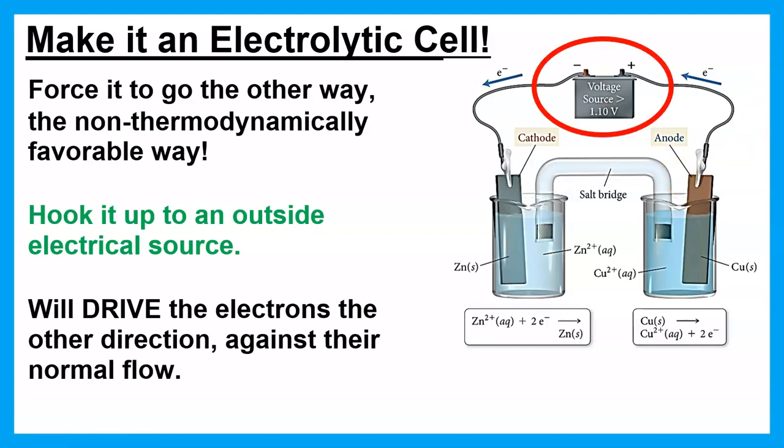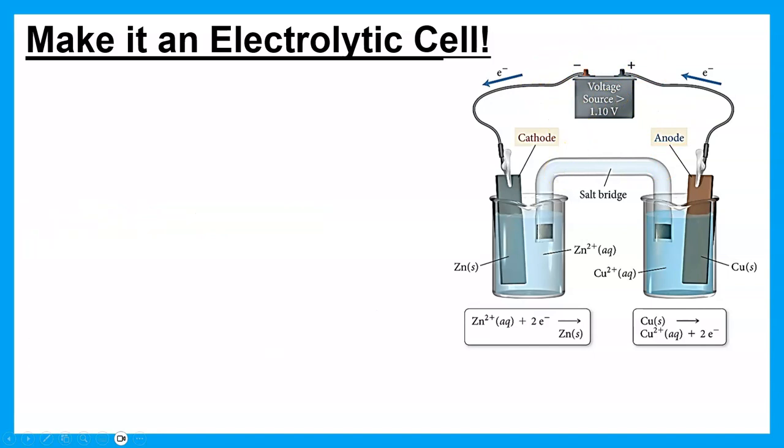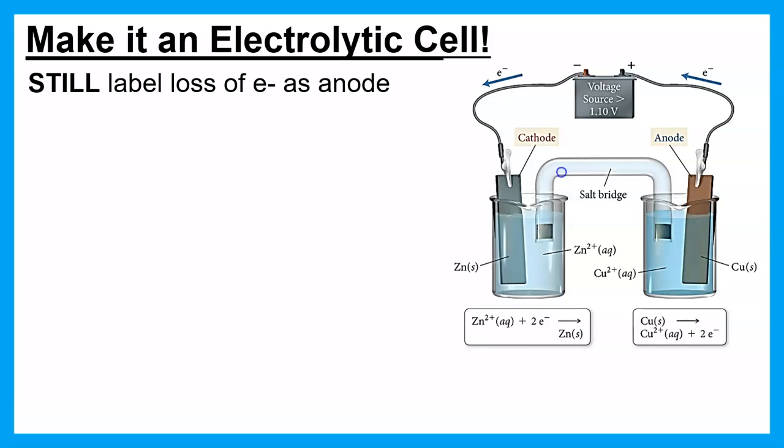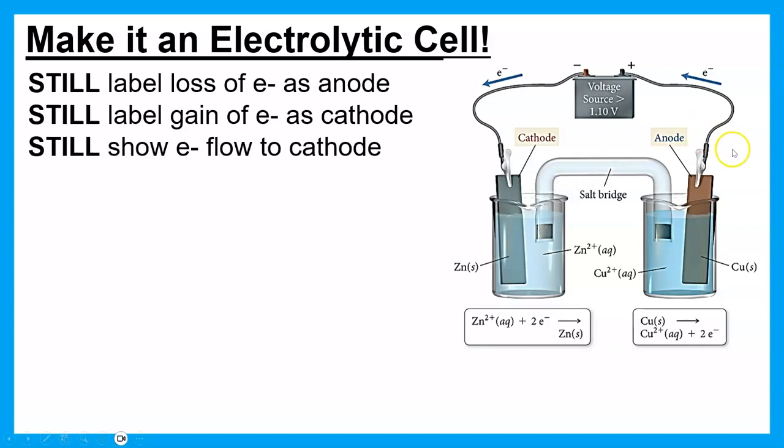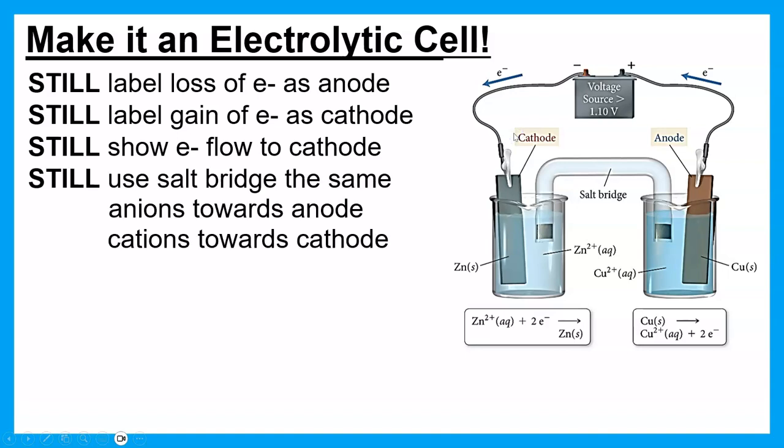Okay, so the key here is if you have to draw an electrolytic cell, you've got to add something like this indicating that you have an outside source of electrons here. You are still going to label the anode as a loss of electrons. You are still labeling gaining as cathode. That doesn't change. You still show the electrons going towards the cathode. You still got to use a salt bridge. The ions will still go in the same direction.